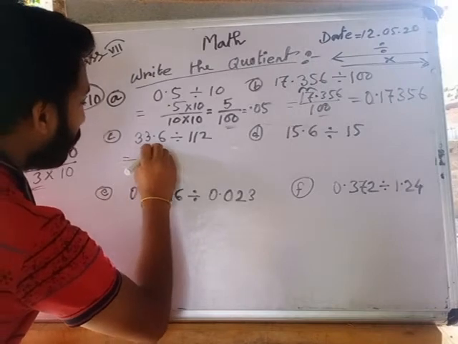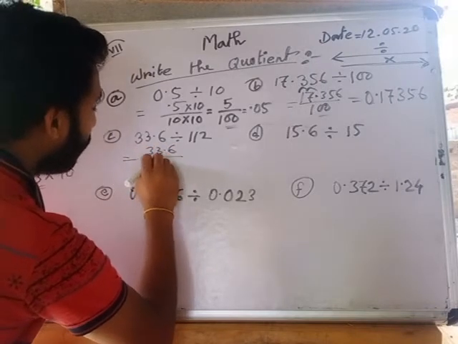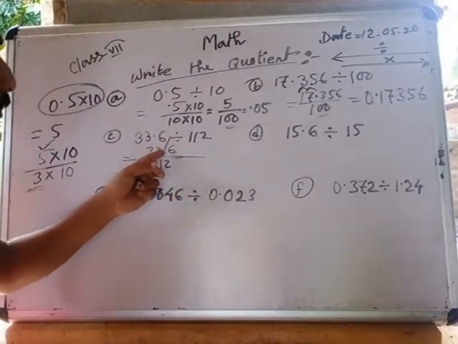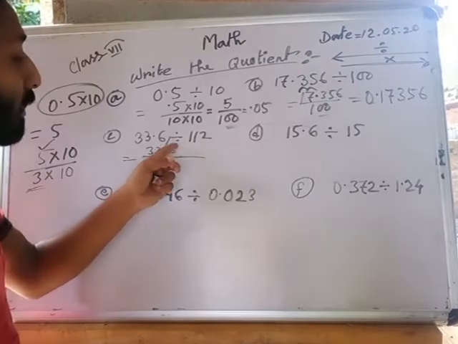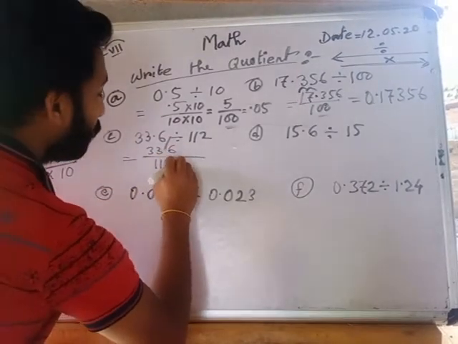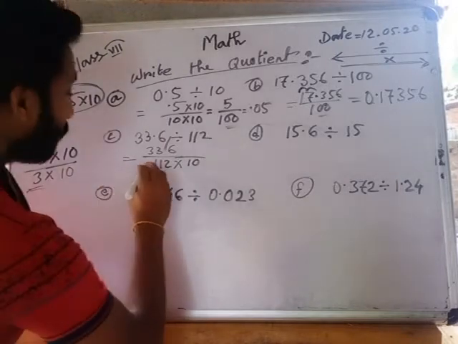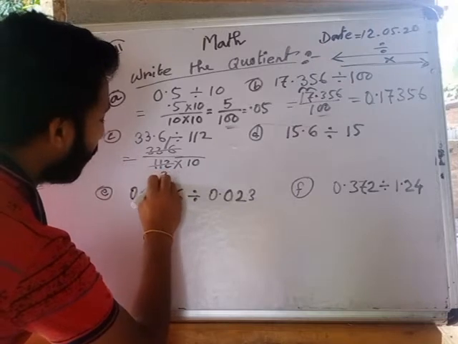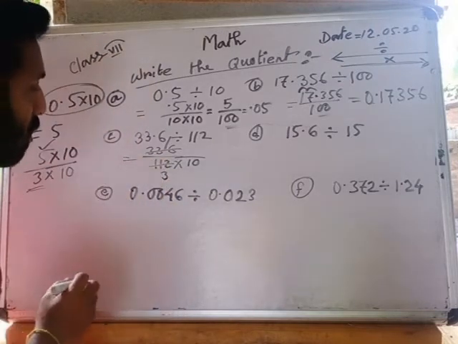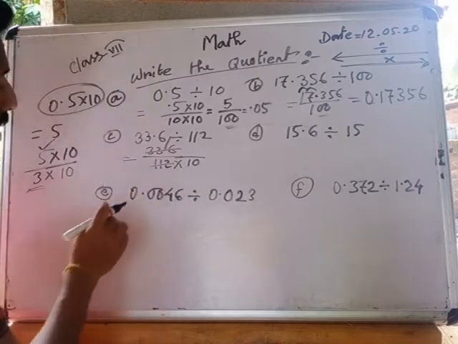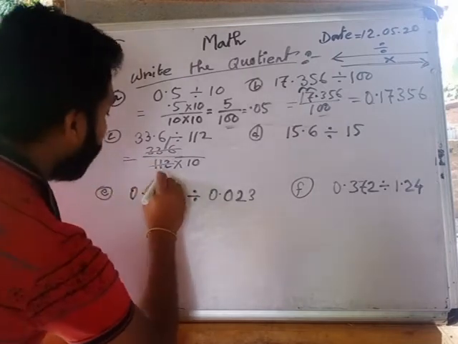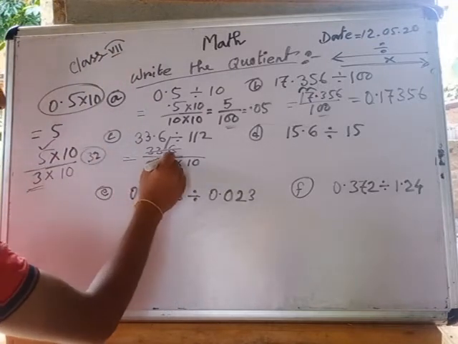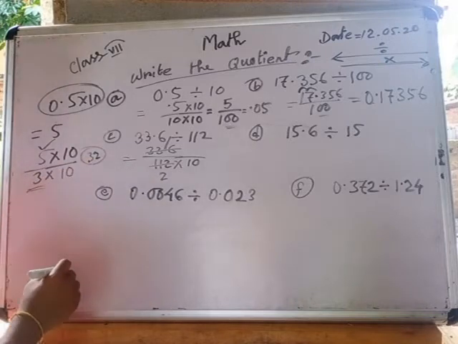Suppose it is 33.6 divided by 112. If the point goes front 1 digit, that means we should multiply with 10. We should also multiply here with 10. 3 2s are 6, 3 3s are 9, 2 left, sorry, divide by 2. Yes, 4 2s are 8, 3 8s, that means 32. 3 left and 2 is on that side, that means it is 32.